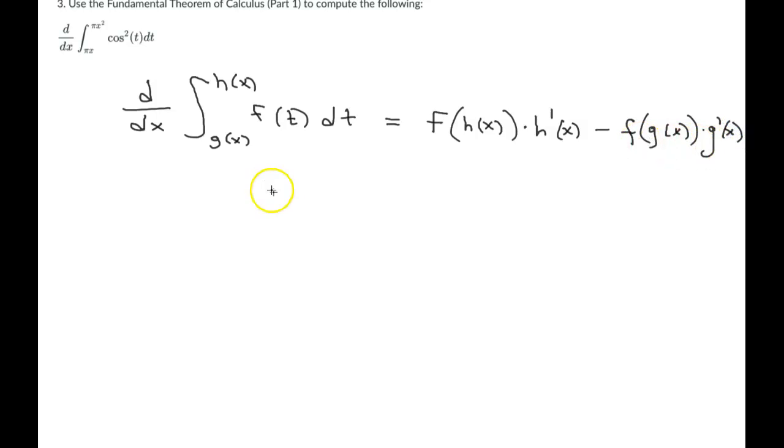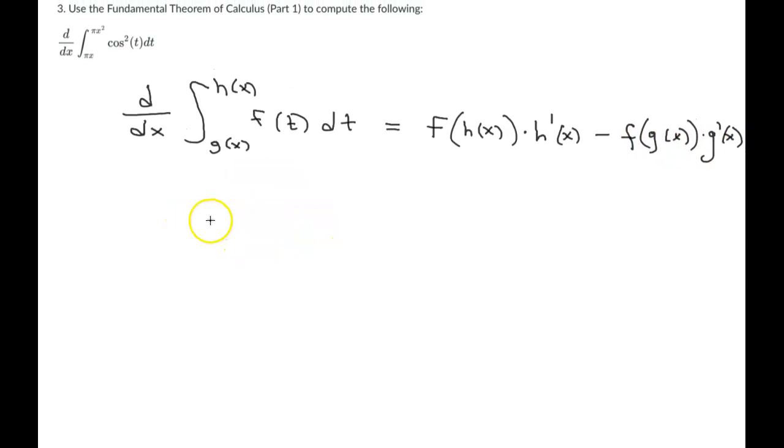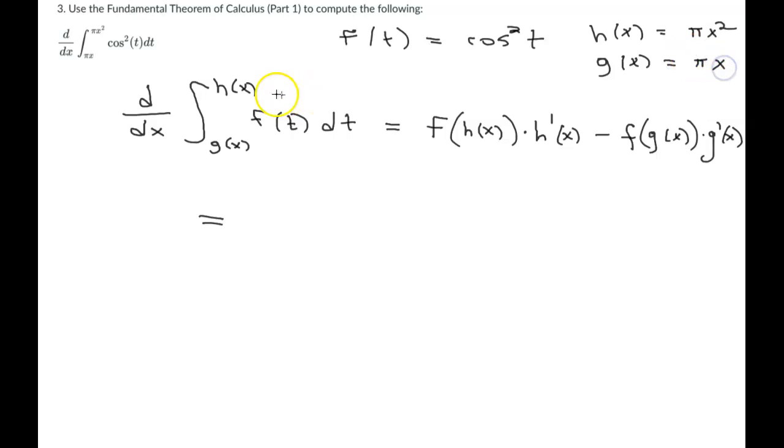Okay, and so this becomes f of h of x. By the way, your f of t in this case is just cosine squared of t, right? Your h of x is pi x squared, and your g of x is simply pi x, right? So h prime of x is 2 pi x, and g prime of x is simply just pi.